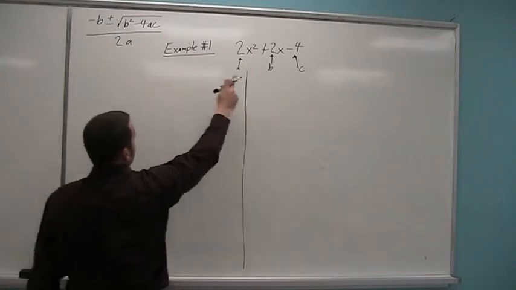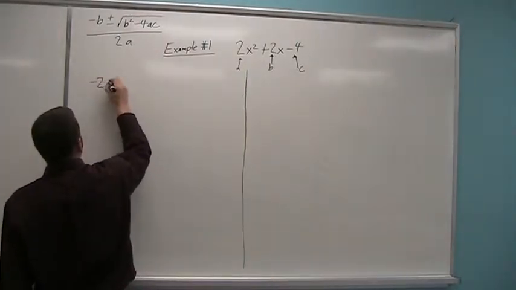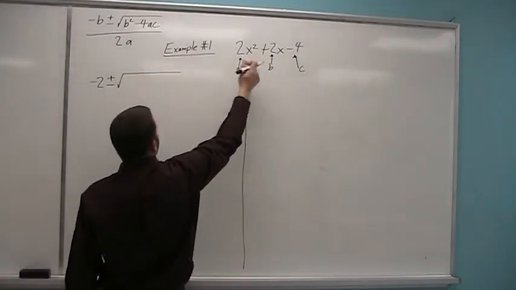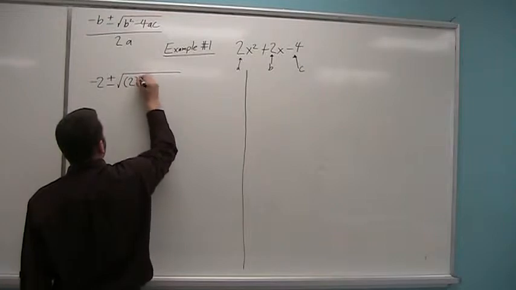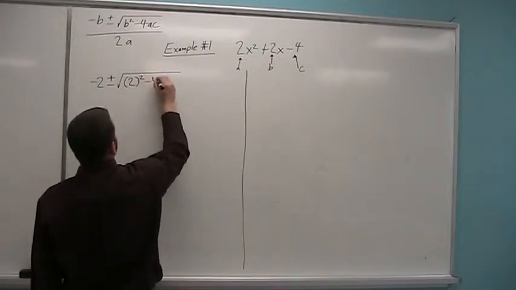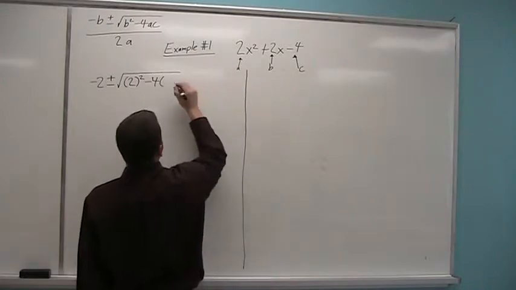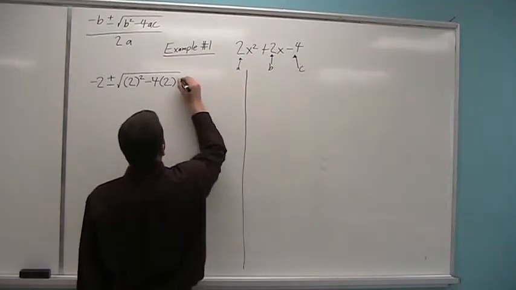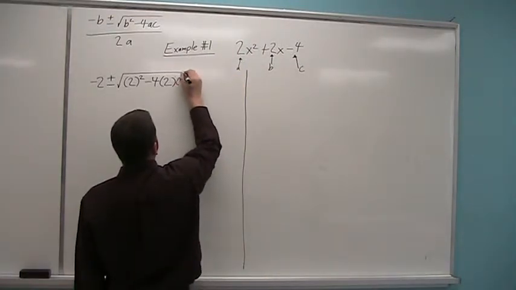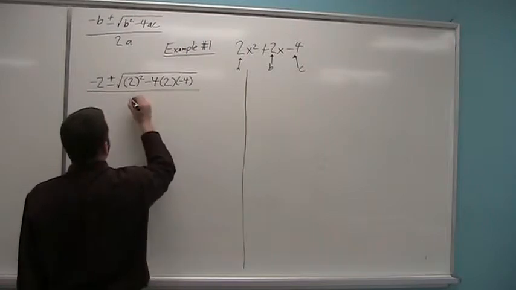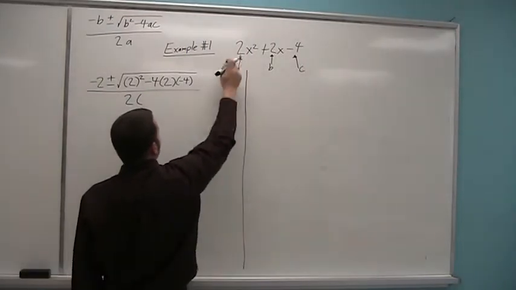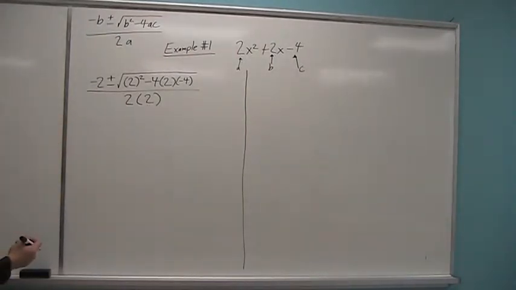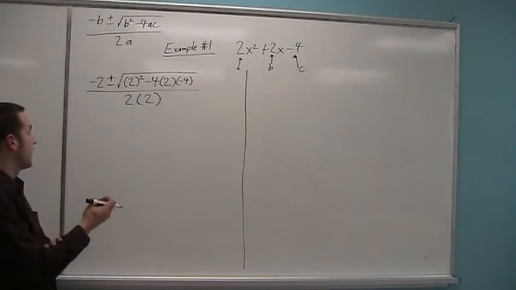Okay, so negative b, so this is -2, plus or minus the square root of b squared, so b again is 2, so that becomes 2 squared, minus 4 onto a is 2, and finally onto c is -4, all over 2 onto a, and again a is 2. Okay? So now we've got it all filled in. Now we're just going to reduce it and see what numbers we get.